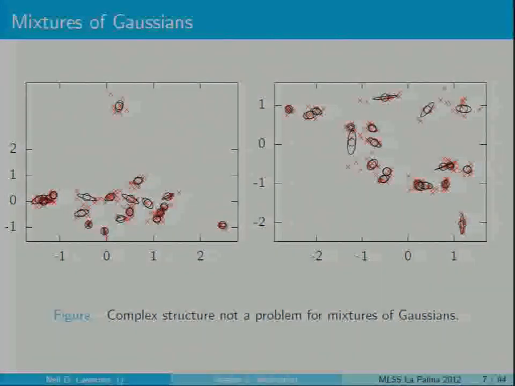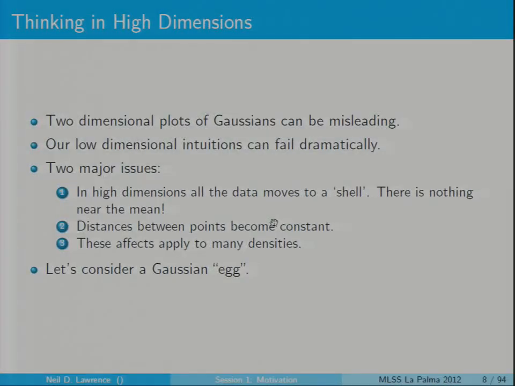And I came in from a mechanical engineering background with this naive view that neural networks was where it's at. And then when I saw these statistical models of mixed Gaussians, I thought, well, surely they're very powerful too. But I think the reason that they aren't as widely used as they should be is because in high-dimensional data, they typically don't work very well. So these two-dimensional plots of Gaussians can be misleading, and our low-dimensional intuitions can fail dramatically. And there's a couple of major issues.